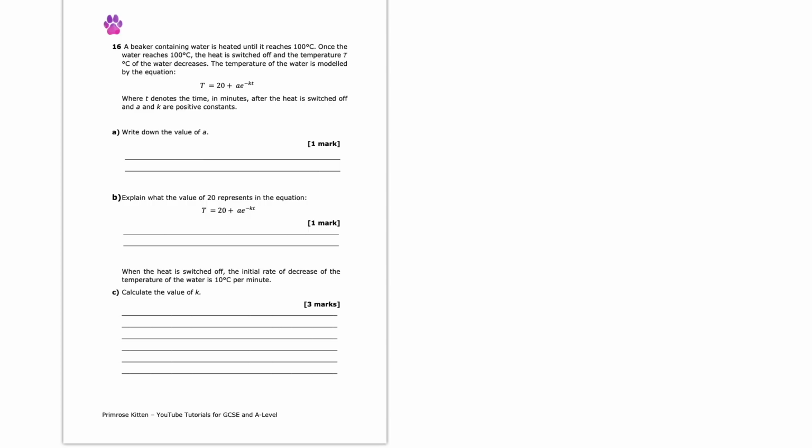So for this question here, we're given a beaker of water and we're told that at 100 degrees, the heat switches off and the temperature of that water gets modelled by this equation that they have given us here. So we know that at the beginning, when the time in minutes is 0 minutes, the temperature is 100 degrees and it's only going to get cooler after that. Then we're asked to write down the value of A.